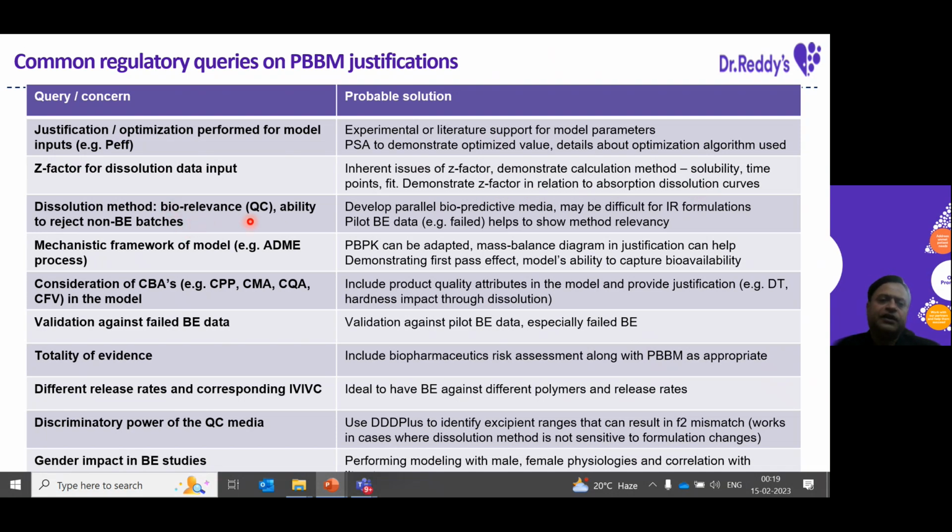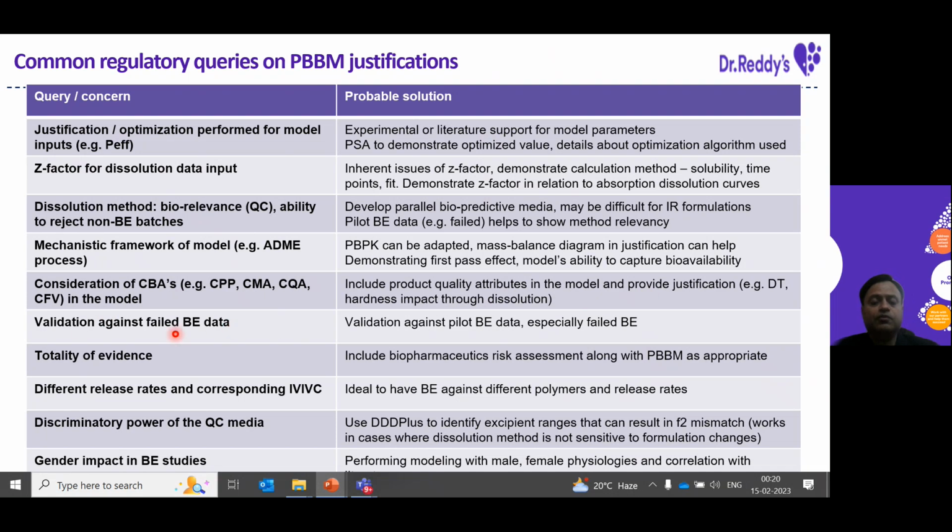Then other factors include, as I've talked about, the relevancy of the QC media and its ability to reject non-BE batches, where we said we could develop biopredictive media. There were also questions around the mechanistic framework of the model, or of understanding the ADME process. And then there are also comments on the consideration of the CQAs, that is the CPPs and CMAs, which are used in the model. So we have to include the product quality attributes while building the model.